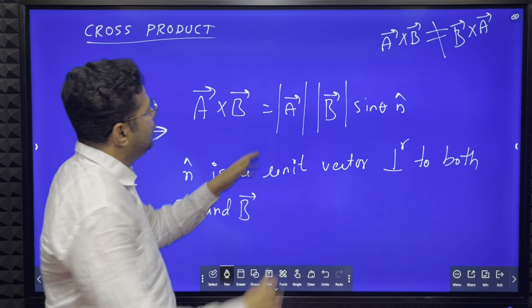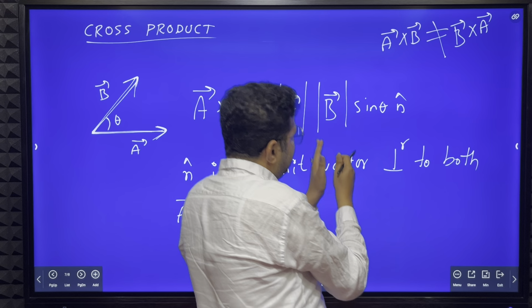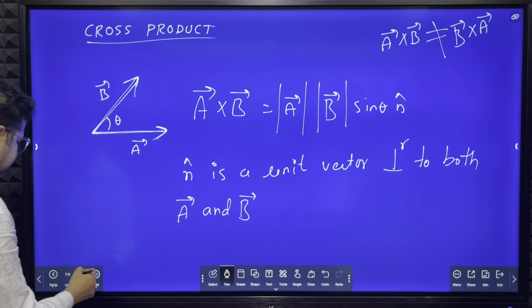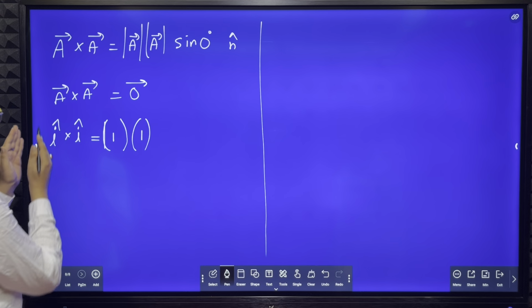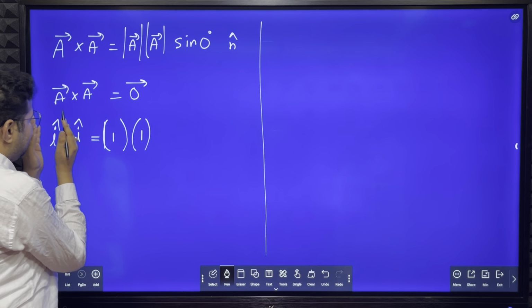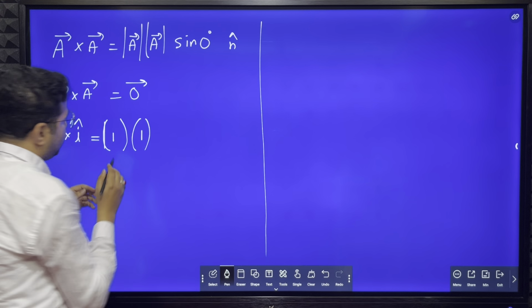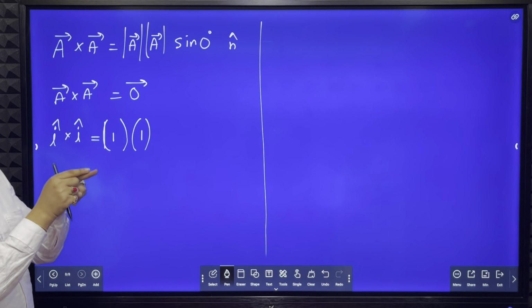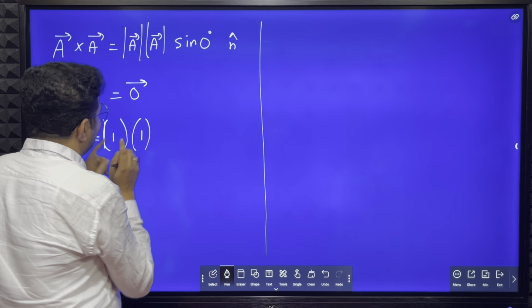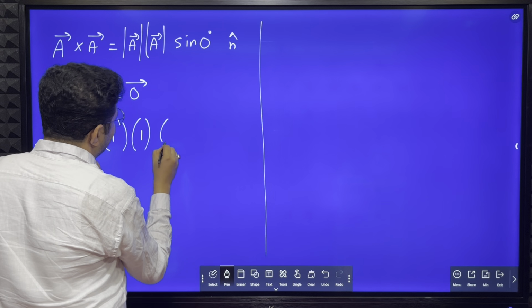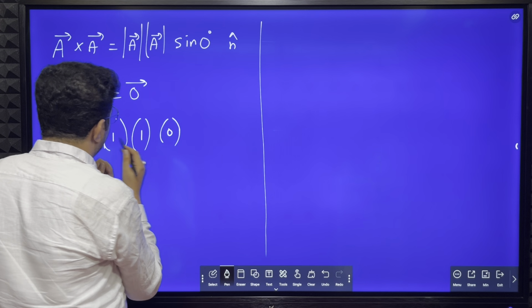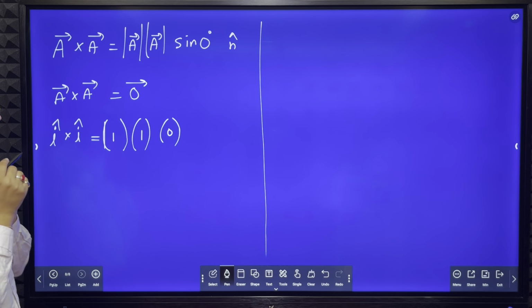What is A cross B? Magnitude of A into magnitude of B into sine theta into n cap. Right. Magnitude of i cap is 1 into magnitude of i cap is 1, because i cap is a unit vector, into what is the angle between i cap and i cap? That is 0. What is sine 0? Sine 0 is 0.